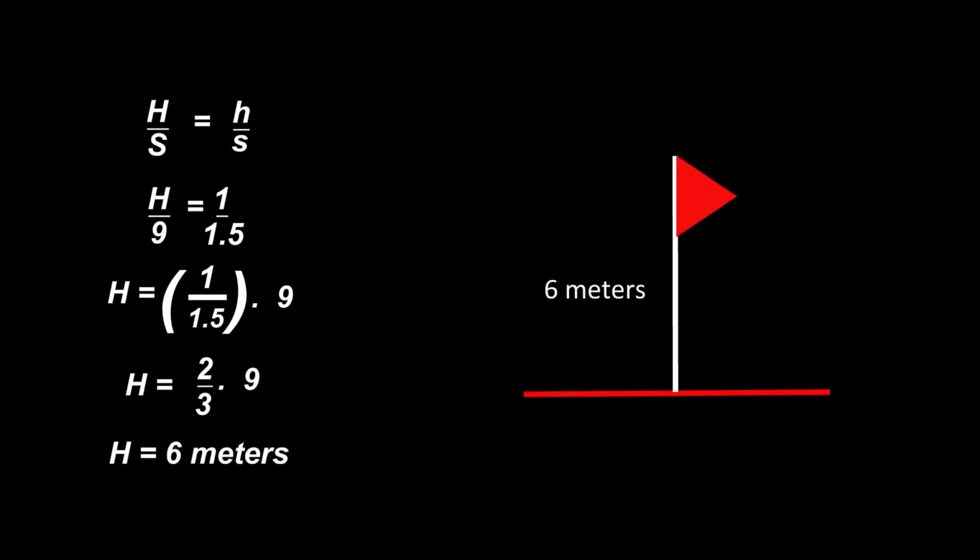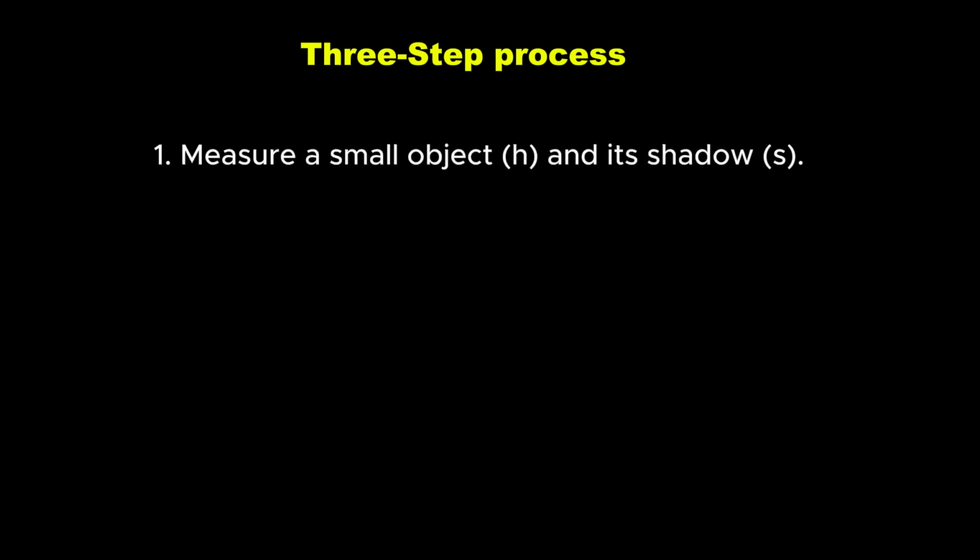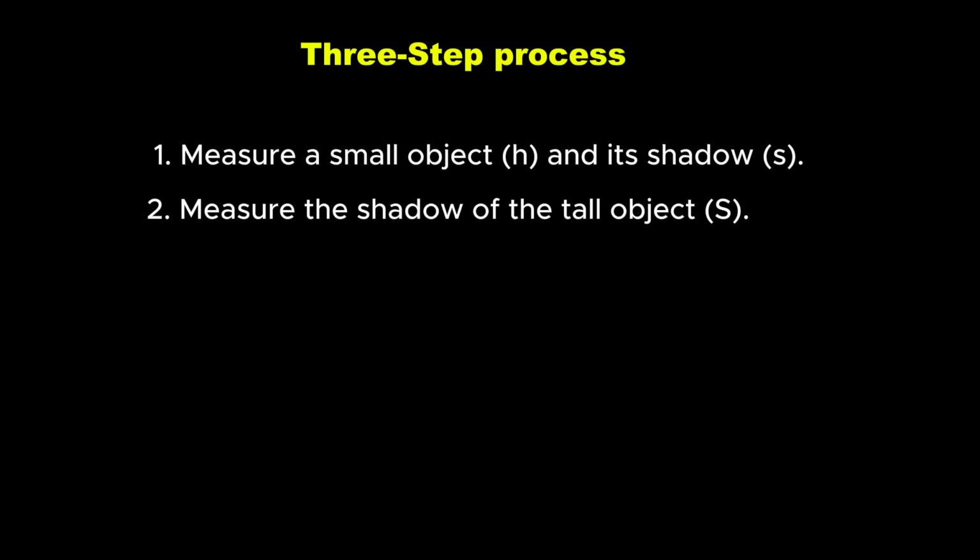Notice how we found a height that was impossible to measure directly just by using a simple ratio. This works because the ratio of height to shadow is a constant property for any vertical object at that specific time of day. To wrap up, let's review the simple 3-step process you can use anywhere. First, find a stick or a person of a known height and measure the shadow it casts. Second, measure the shadow of the tall object you are curious about. Finally, multiply the tall shadow by the ratio of the small height over the small shadow.